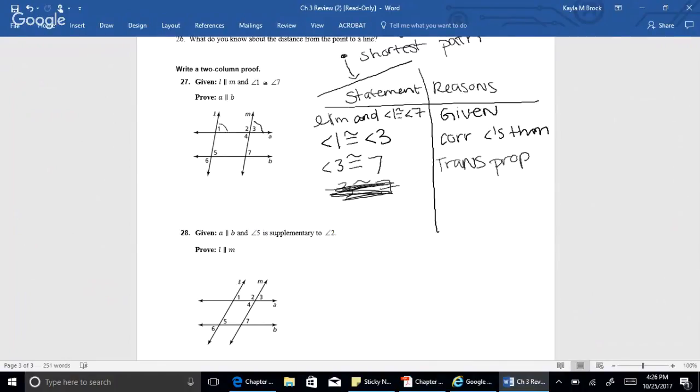And then finally, we're going to state that A is parallel to B, which is the corresponding angles converse. And if we go back, you can see that 3 is here and 7 is here. These are corresponding angles. Whenever you have 2 corresponding angles, you have 2 parallel lines.